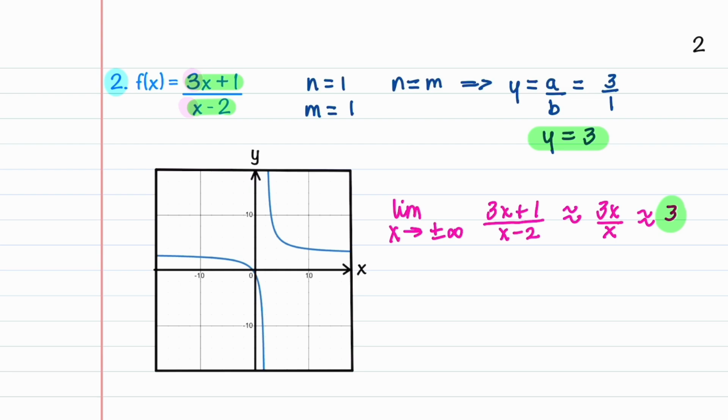Let's now look at our graph, and you can see that there is indeed a horizontal asymptote at y is equal to 3. Let's now look at our third example.